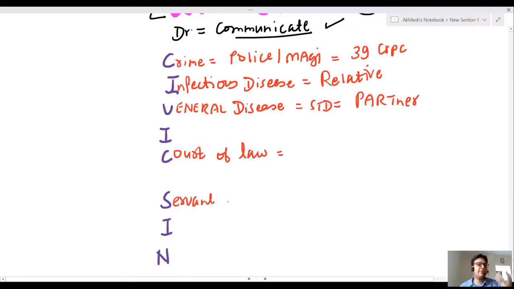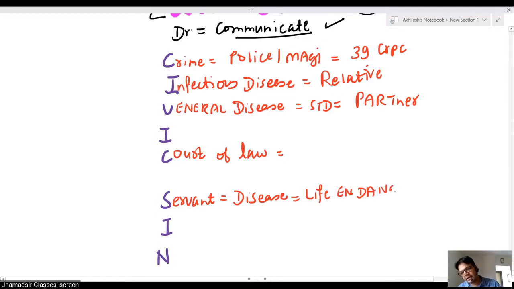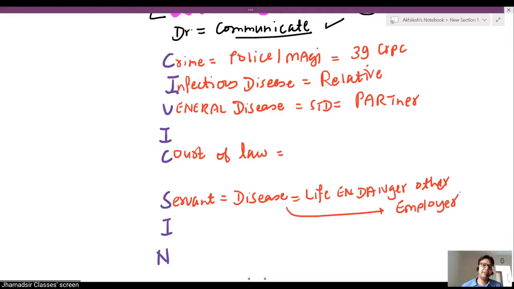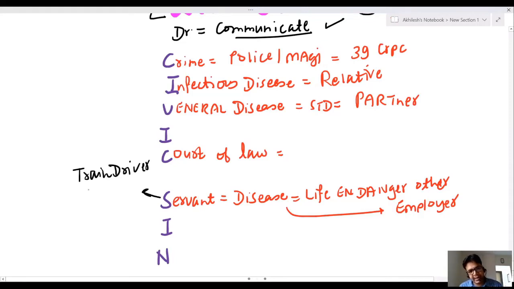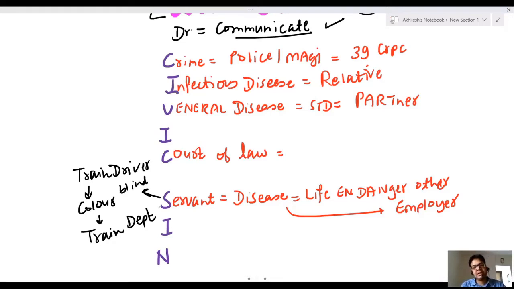Servant: if a servant has a disease which is life endangering for others, it has to be informed to the employer. A very simple example: you are a train driver and you are colorblind, my dear friend. So this has to be informed to the railway department. This is a servant's disease if that is dangerous.